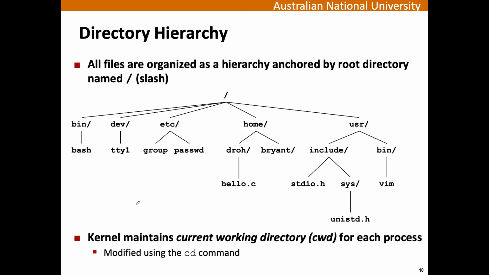Okay, so this is how a typical file system on Linux or Unix-like operating systems looks. You have a hierarchy which is anchored by the root directory named /. So / is root, and every file and every directory has a name relative to the root directory. The kernel maintains a current working directory for each process, and you can modify that using the change directory, or cd, command.